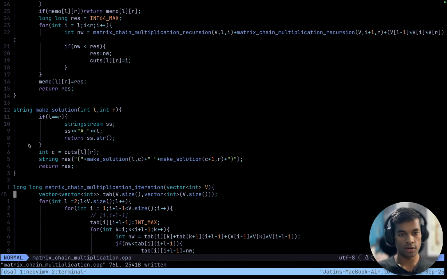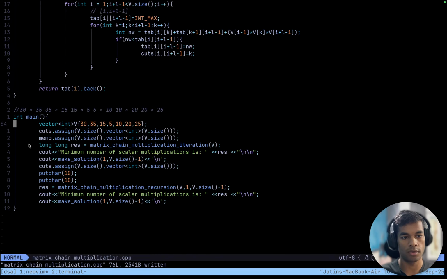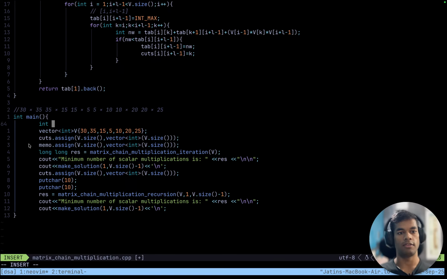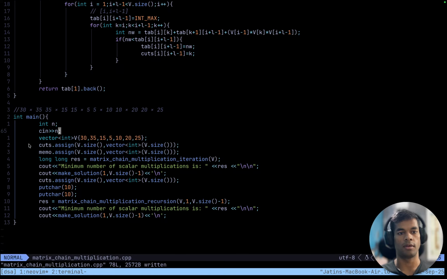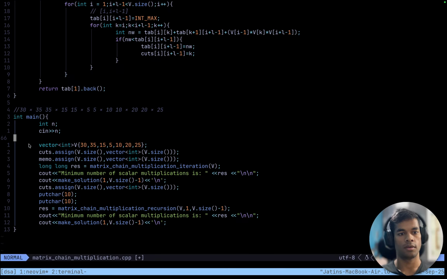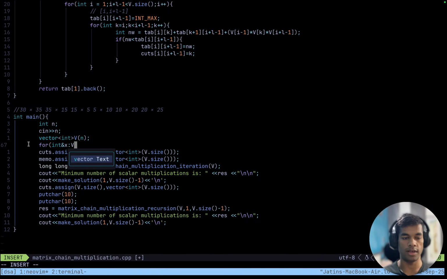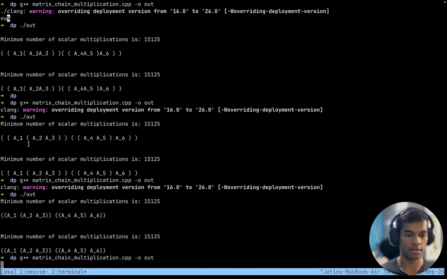Okay, actually, instead of brute forcing this solution here, let's say int n, cin n, and cin, size n, for int reference x in v, cin x. That is actually pretty nice.